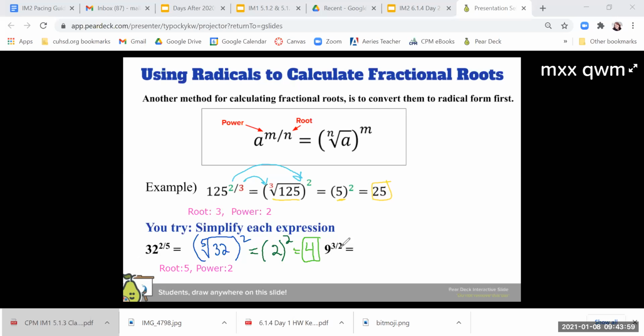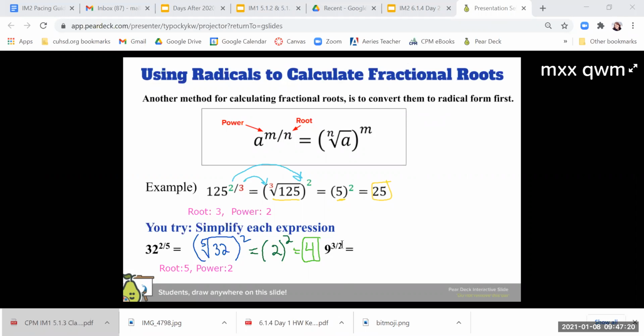So I'd like you to try this next one. Identify the root, identify the power, and see if you can convert it to radical notation. That means with the root symbol, and calculate it this way, again, without a calculator. All right, so we're going to go ahead and check. So let me do some typing here.